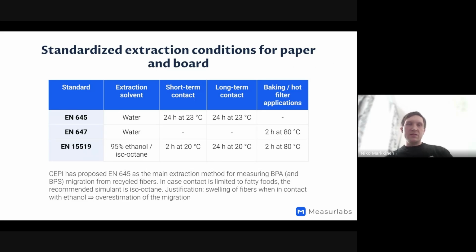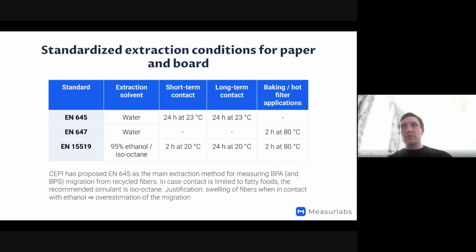However, when statements were given to the European Commission for the new BPA regulation, the SEPI actually had proposed that if paper and board would become part of the scope of that regulation, the reference method for doing the extraction would be the cold water extract. This wouldn't be an exhaustive extraction, so this would be a proper way to simulate the migration in the worst case scenario, and that would then be calculated as a migration. And the reason is that they have specified in various different documents that the fibers in the paper can swell in contact with ethanol. So that's why they propose the use of cold water extract in this scenario.